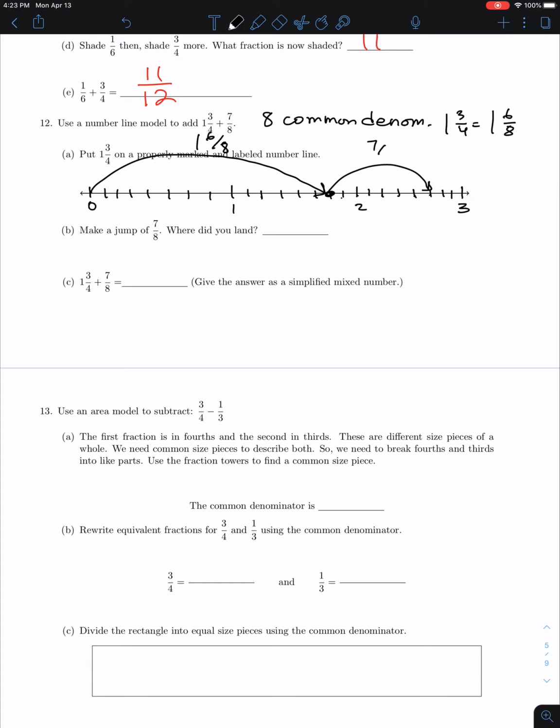So that puts us there. And so if we add those up, wherever we landed will be our answer. So to count that out, we're starting at 2. So 2 and 1/8, 2 and 2/8, 2 and 3/8, 2 and 4/8. So it looks like we landed at 2 and 5/8.